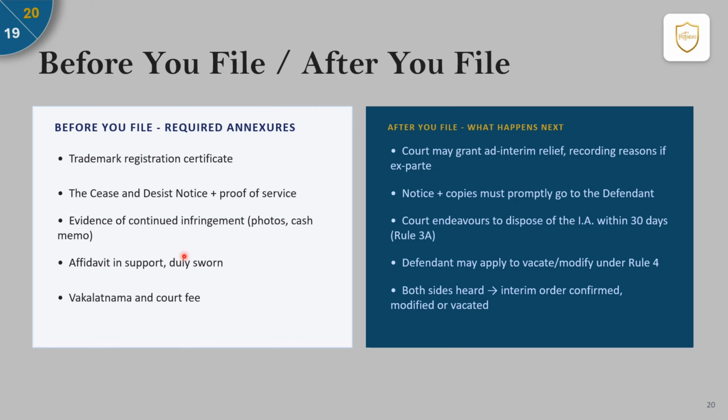And after you file, the court may grant ad interim relief with reasons. If it's ex parte, you are then required to promptly serve the defendant with notice and the copies, because the court is supposed to make an endeavor to dispose of the application within 30 days under Rule 3A. And the defendant, once served, can apply to vacate or modify the order under Rule 4. And eventually, once both sides are heard, the interim order either gets confirmed, or it could be modified or vacated entirely.